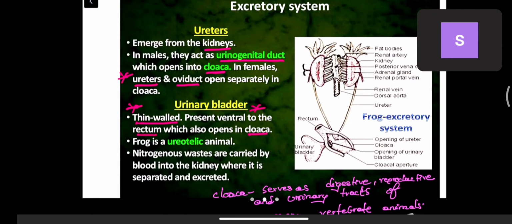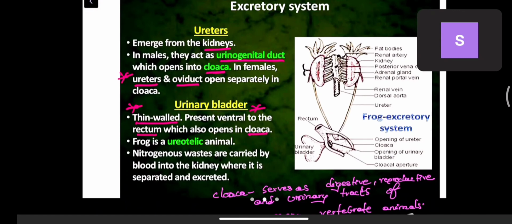So these kinds of small details you should never miss, because questions can be framed on them. How can a question be framed? Urinary bladder, it is present: first option ventral to rectum, second dorsal to rectum, next ventral to cloaca, dorsal to cloaca. Like that, 4 options can be framed. Understood? So every detail you should not miss. It is present ventral to the rectum, and it also opens into the cloaca.